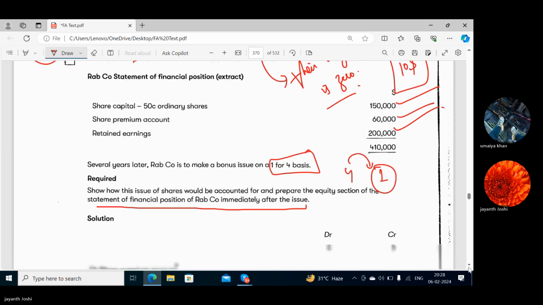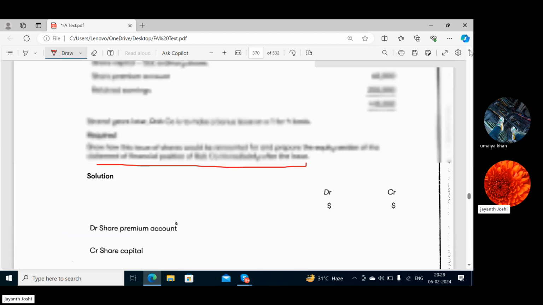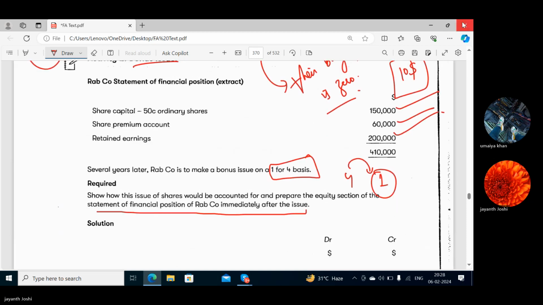Let's see now. For every 4 shares, they will be giving 1 share, right? So once you read this question, we'll be solving this. I'm giving the time to you.